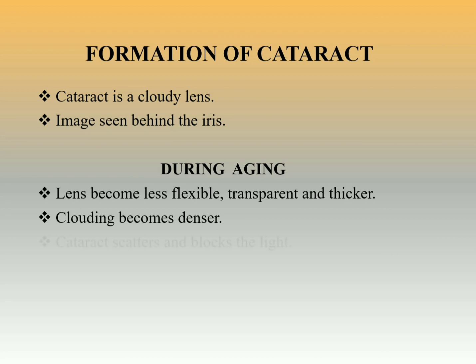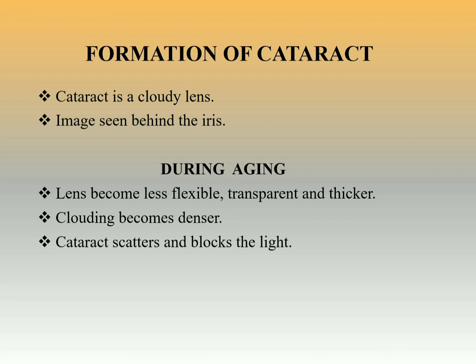Formation of cataract. Cataract is cloudy lens. The lens focuses the light and passes it into the eye, producing a clear, sharp image on the retina. During the time of aging, the lens becomes less flexible, transparent, and thicker. This causes proteins and fibers within the lens to break down and clump together, causing clouding of the lens.